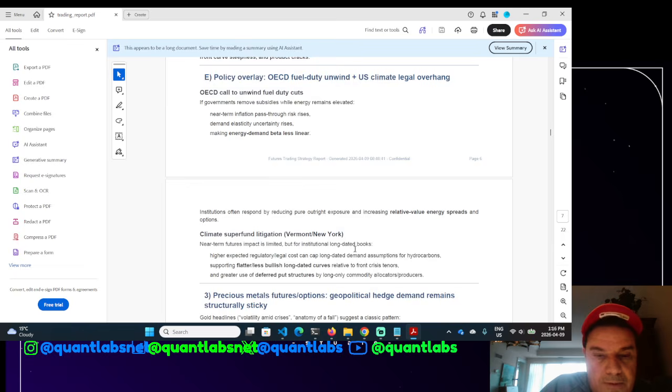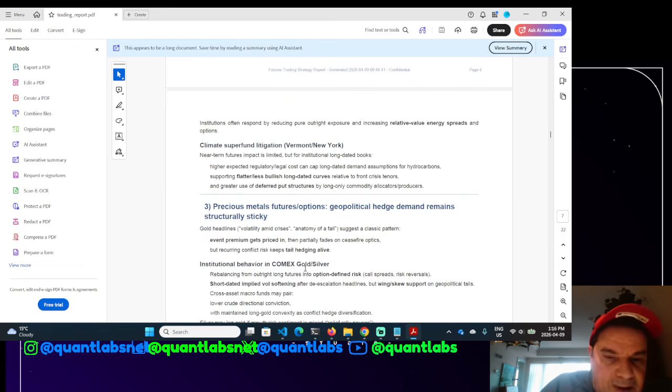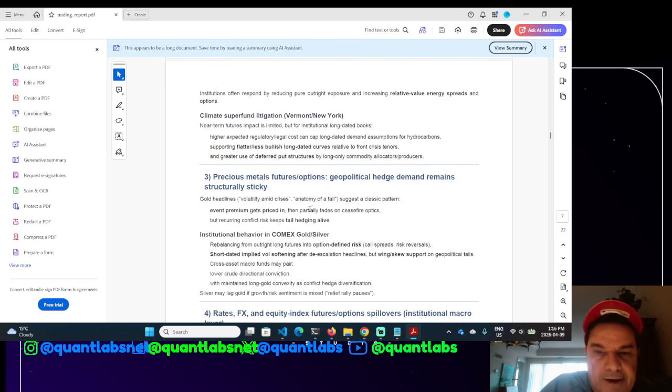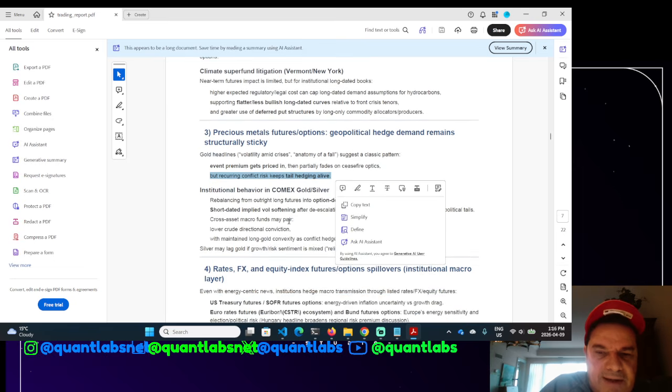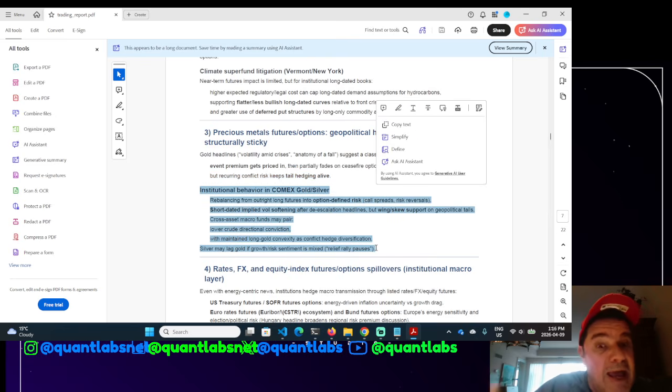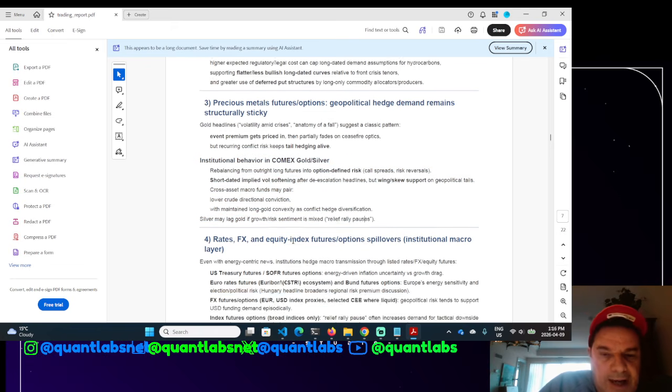And that's just oil, right? Then we get into precious metal and how it impacts gold, silver, and the like. Right here, anatomy of a fail suggests a classic pattern. Event premium gets priced in, then partially fades on ceasefire optics, but recurring conflict keeps risk tail hedging alive. So depending upon the news, you're able to plan around that. And that's all because of options. Again, I could go over this.